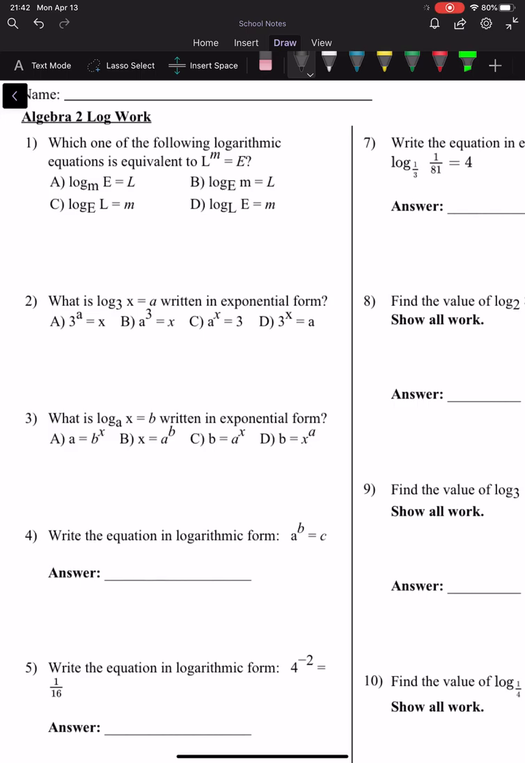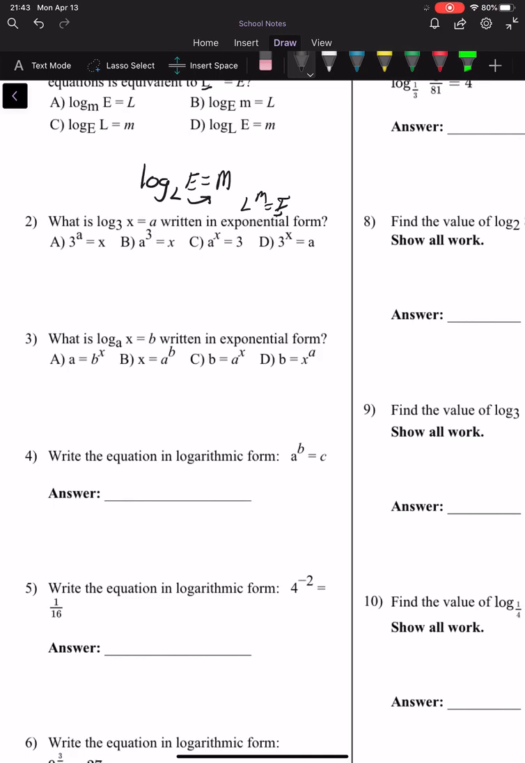So let's do question number 1. When we do this, we're going to have log base L, because that's what comes first. It's equal to E, so that comes next, equals M, the exponent. If we want to check our work, L to the M equals E.